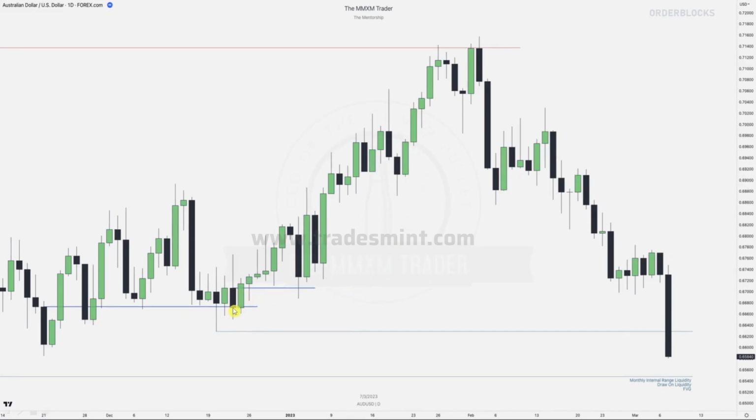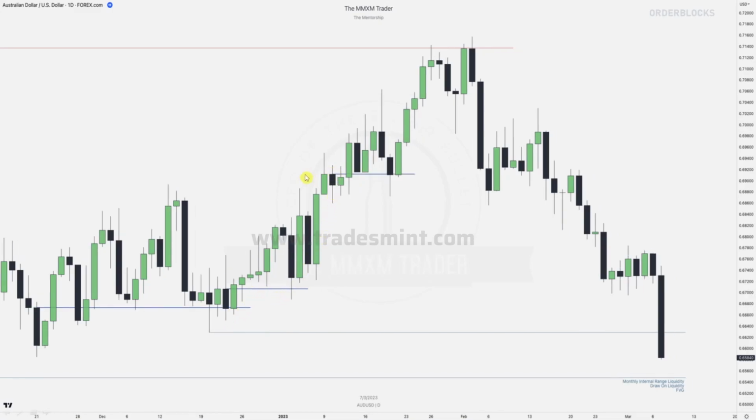Another one over here, right? Forming a swing low in a key level, which is this order block down here. Price moves up once again, taking out buy stops over here. Price hits an imbalance, so what does it do?